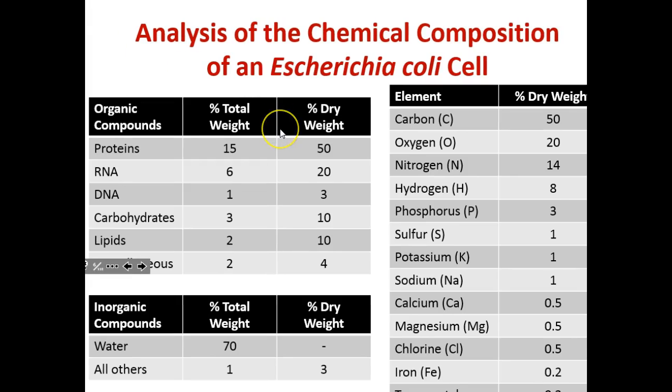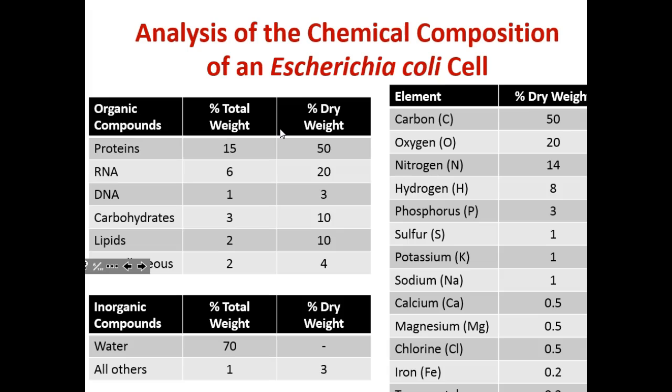All right. Analysis of the chemical composition of an Escherichia coli cell. What do we already know about E. coli? Is it always good for us? Is it always bad? Sometimes good, sometimes bad. O157:H7 can kill you. What makes vitamin K in our stomachs? E. coli does. It's good in that sense.